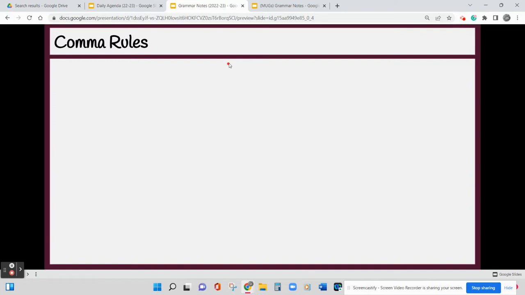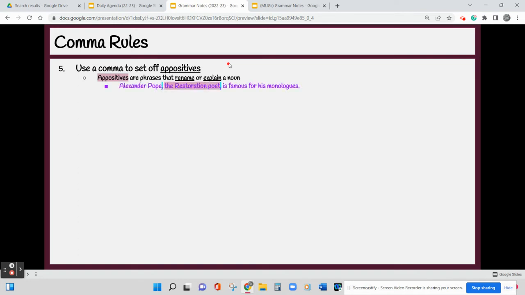Alright, here we go. Don't worry, there's only one slide today. So, since we went over the first 4 rules last time, I'm just going to continue the list with numbers 5, 6, 7, and 8. We use commas to set off appositives, and an appositive is a phrase that renames or explains a noun. And this is going to be a little more obvious when I give you an example. Please make sure that you write down at least one example when I give them to you.